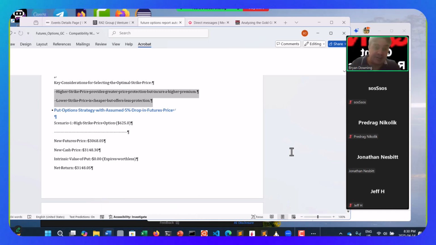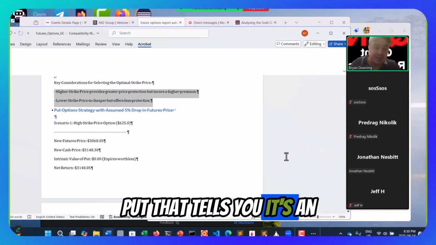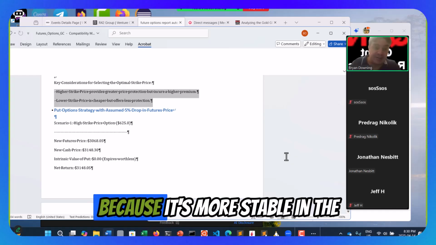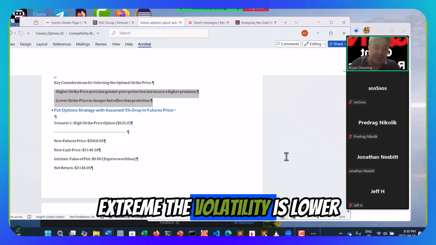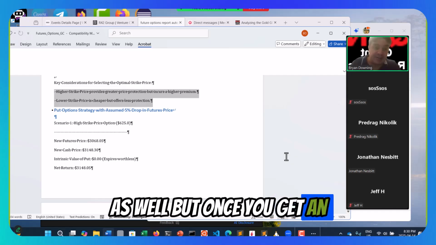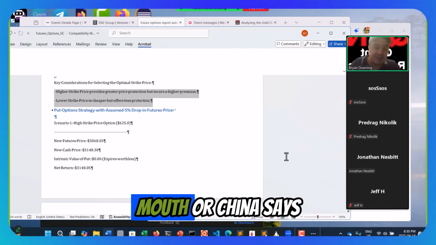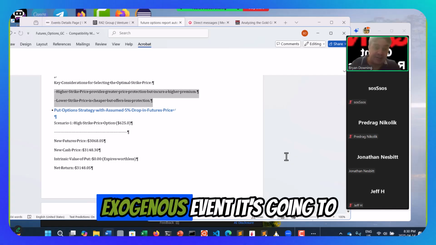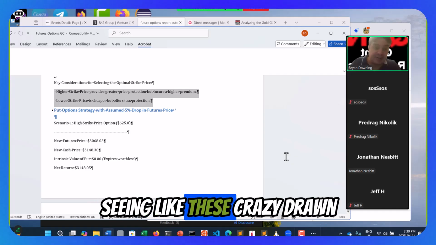And I think this tells you when you have the equilibrium in the call and put, that tells you it's an equilibrium market, and that's ideal for most markets because it's more stable in the price, if you know what I mean. And the extremes are not so extreme. The volatility is lower as well. But once you get an exogenous event, as I said, Trump opens his mouth or China says something that impacts the market, which is the external or exogenous event, it's going to do crazy things to the markets, is what you've been seeing, like these crazy drops.